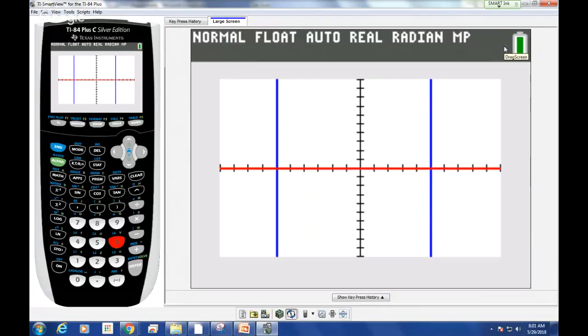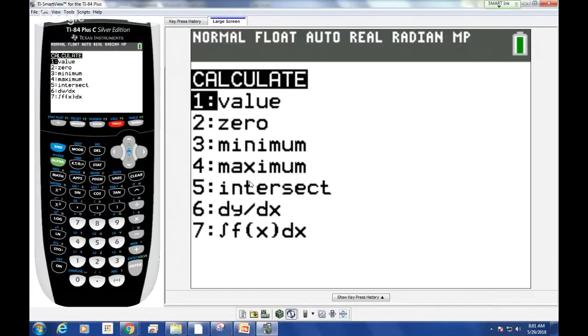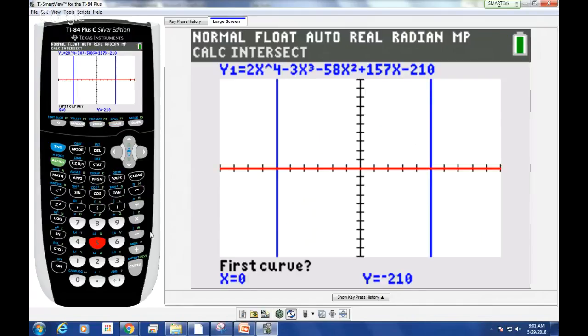And I would be careful, even though it looks like it's clearly 1, 2, 3, 4, 5, and negative 1, 2, 3, 4, 5, 6. I would go ahead and hit second calc just to make sure and hit the intersection, this 5th option. And I just hit enter 3 times. It says first curve, second curve, guess, and then it's going to give me a solution. And it tells me 5 is one of my solutions, so I go ahead and write on my paper x equals 5.